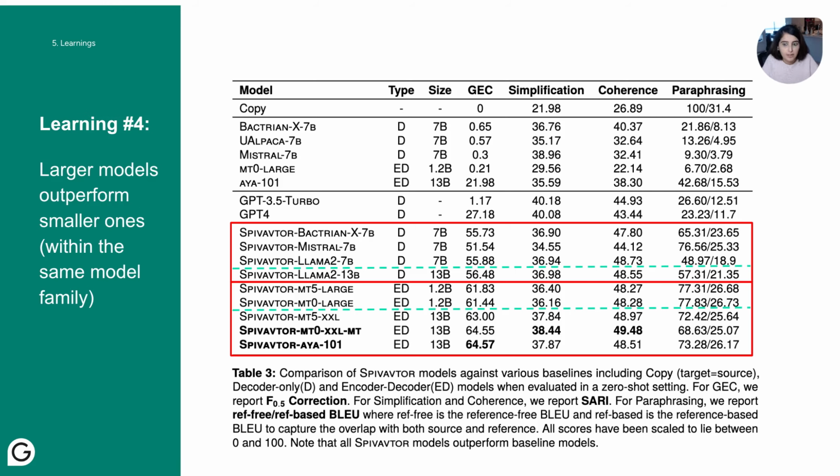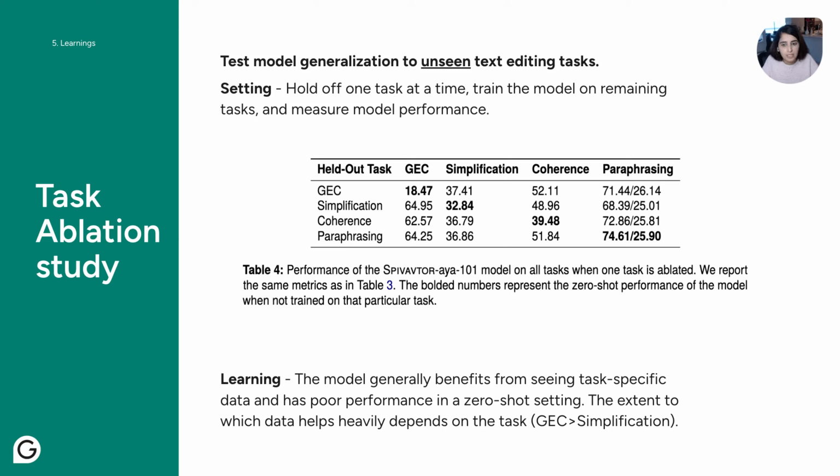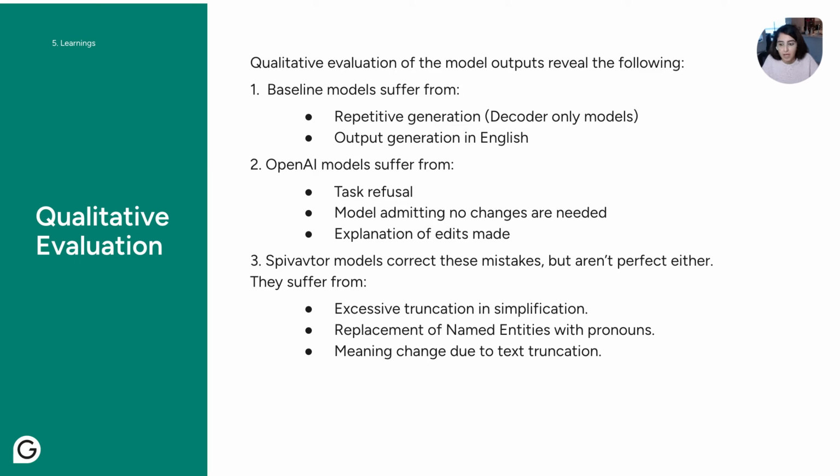And then the last learning is that within the same architecture family, larger models with more parameters have better performance than smaller models, indicating the usefulness of adding more training data for these tasks. And the last one is a task ablation study where we held out a particular task and then compared the model performance on the held out task, and found that the model has poor performance in the zero-shot setting. So it does help the model to give it task-specific data and train with it.